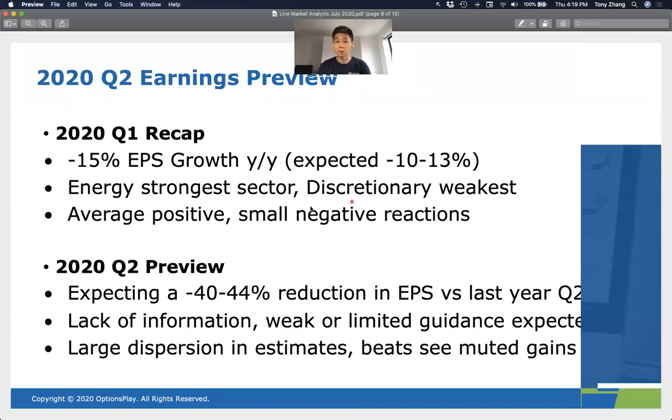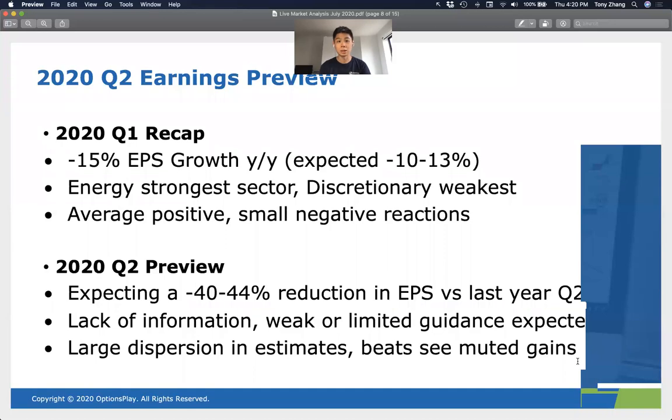And we discussed this a couple of weeks ago. Since then, we have seen roughly about a 40% reduction in EPS versus last year for Q2. And what we have also seen is that beats have seen muted gains and misses have seen big moves to the downside. So think about stocks like Intel, Netflix, big moves to the downside when they missed, and stocks that beat barely nudged much higher.